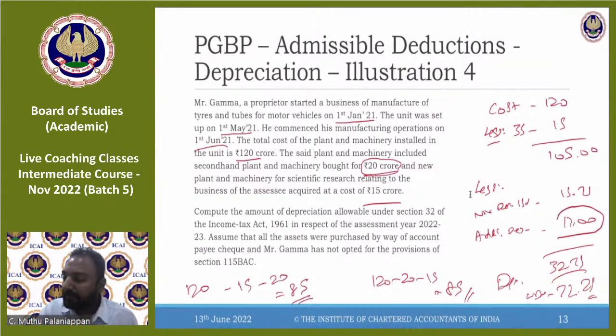The 17 is calculated on additional depreciation. That is, 20% is calculated on 85. So 85 into 20% is 17. So that's how we calculated this.